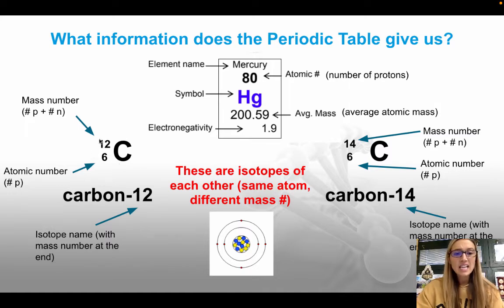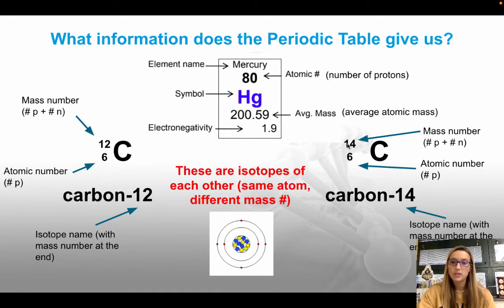And isotope notation looks like this, where we have a number on the top, a number on the bottom, and the symbol. The number on the top represents the mass number. That is the number of protons plus number of neutrons. The number on top is going to be the larger number. That's the mass number. The number on the bottom is the atomic number. That is your number of protons. And then you have the symbol.